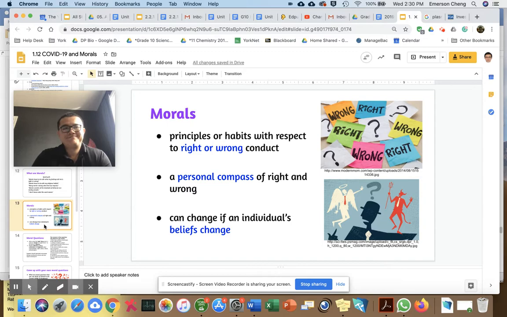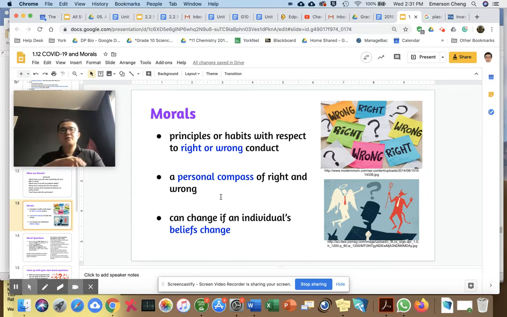Now this is an IB school, so one of the things about IB is talking about theory of knowledge. So how do you know what you know? And part of theory of knowledge does dive a little bit into morals. Okay. So principle and habit in terms of what is right and wrong conduct. You also talk about a personal compass of what is right and what is wrong. So what is my, or your, personal moral compass of saying what is a right situation, what is a wrong situation?